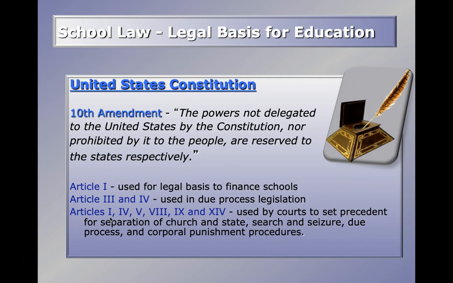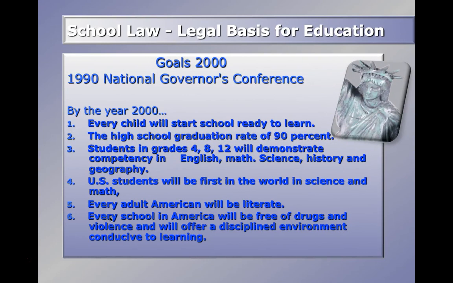Now, a lot of times Articles 1 are going to be used for the legal basis to finance schools. Articles 3 and 4 are sometimes used in tenure and due process legislation. And then a number of articles are used by the courts to set precedents for things like the separation of church and state, for student search and seizure on persons and in locker rooms, and as due process or corporal punishment. All of these have a basis in our Constitution, but they are defined either by the courts or by state constitutions. Now, that doesn't mean that the federal government is not involved in education.